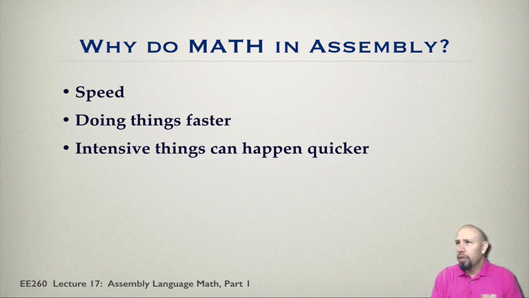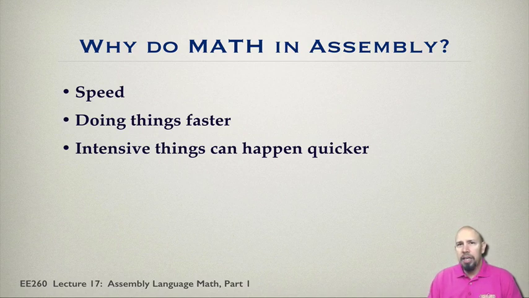Well, one reason is speed. So, that's important. It's helpful to be able to do things faster. Intensive things can happen quicker. As you can see, it's all about speed here. That's the issue. So that's one of the reasons we would use assembly, is that it can do things more efficiently than can be done in C.